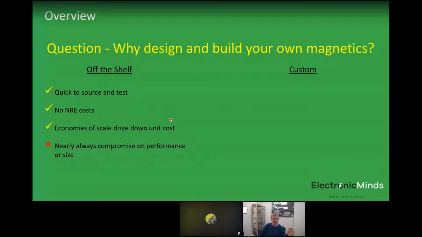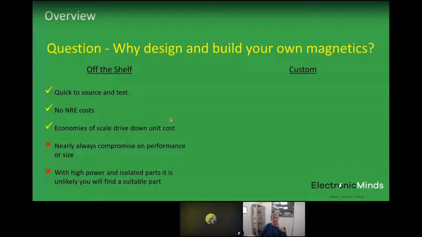However, this is where the downsides come. You nearly always compromise when you use an off-the-shelf part. You nearly always compromise on either the performance of your converter or the size, because you're using a part which is being made to be a generic part for multiple different applications. You can get away with it on simple converters, but as you move into more complex converters, it's less likely you're going to be able to get away with that level of compromise.